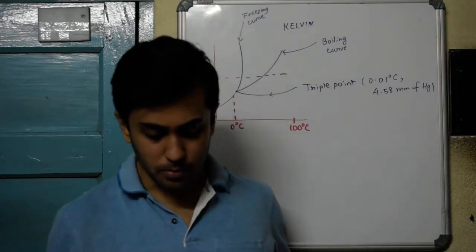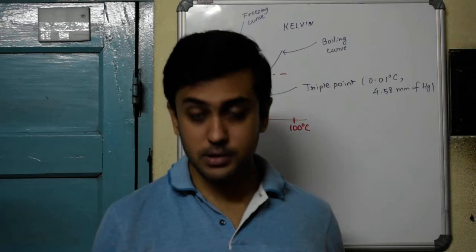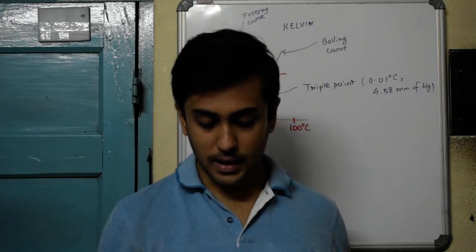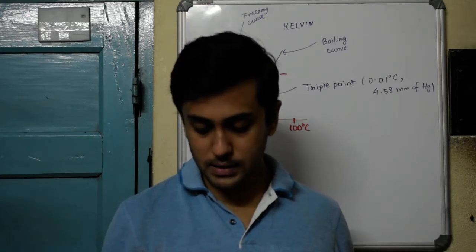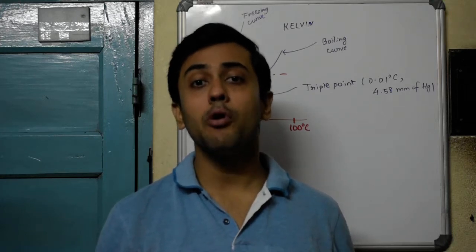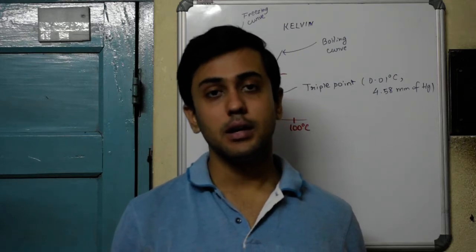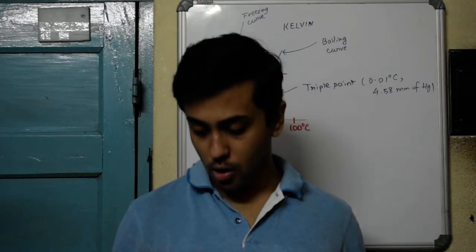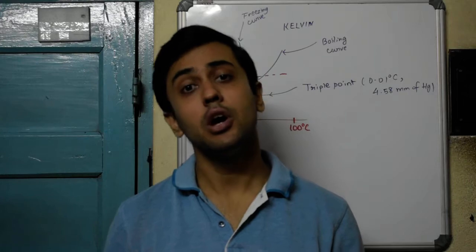So if you look into your book or any standard textbook, the definition of Kelvin, which is the SI unit of thermodynamic temperature, goes as follows. The Kelvin is the fraction 1 by 273.16 of the thermodynamic temperature of the triple point of water. So that is how the Kelvin is defined. It's the 1 by 273.16th fraction of the thermodynamic temperature that water has at its triple point.